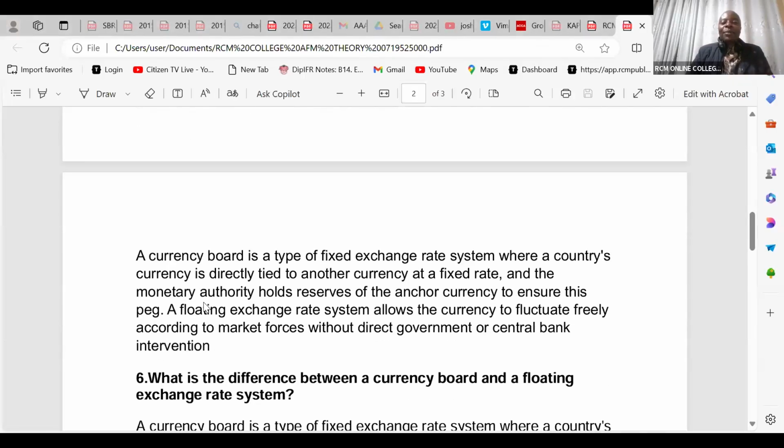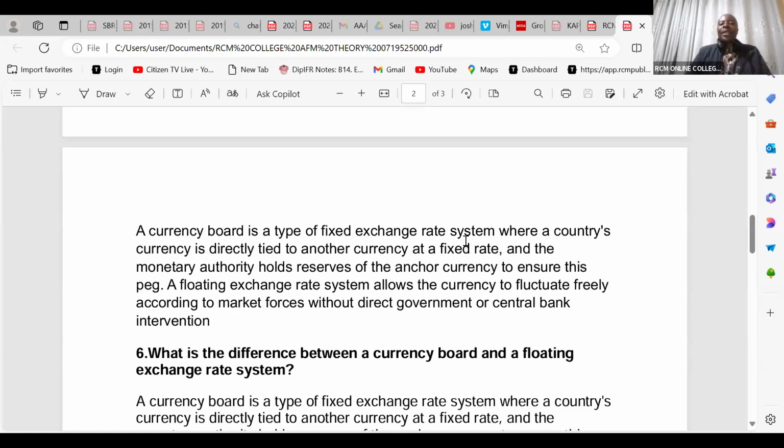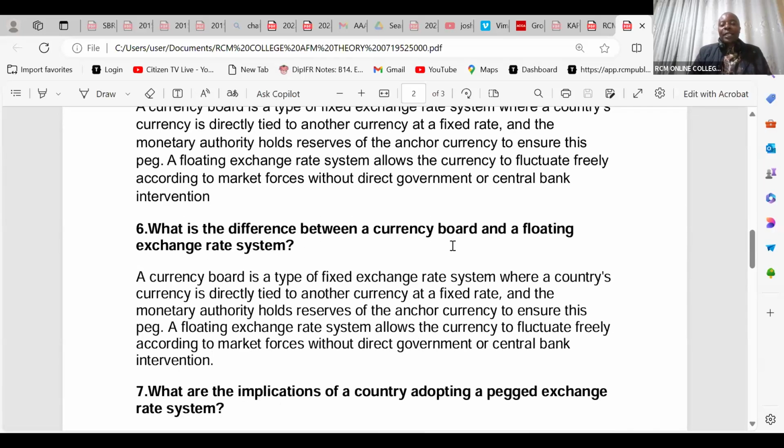A currency board is a type of fixed exchange rate system where a country's currency is directly tied to another currency at a fixed rate, and the monetary authority holds reserves of the anchor currency to ensure this peg. A floating exchange rate system allows the currency to fluctuate freely according to market forces without direct government or central bank interventions. That already has sunk in, ladies and gentlemen.